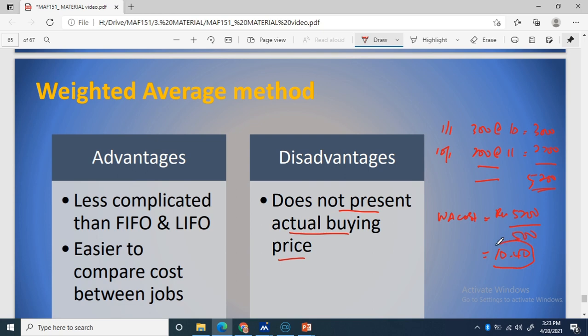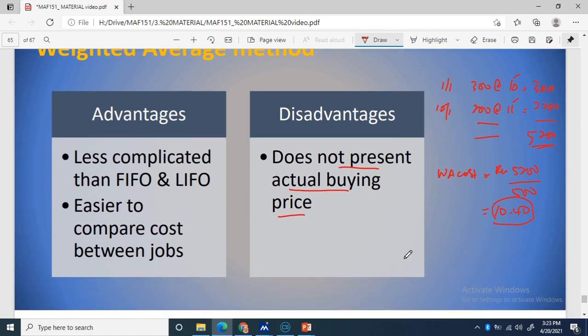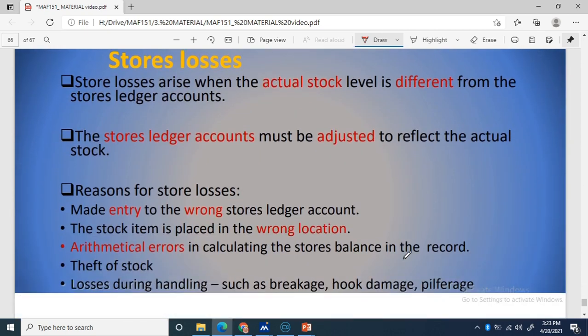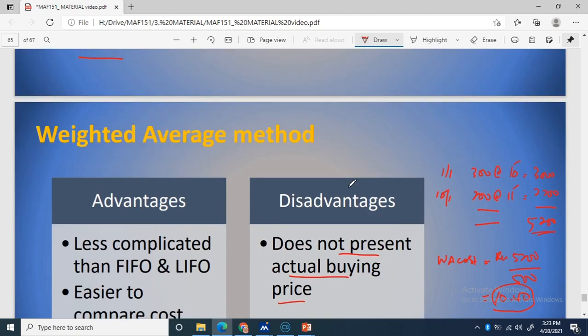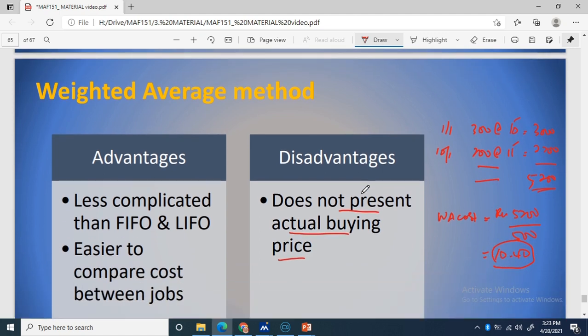So this price actually is not the actual buying price. The actual buying prices are 10 ringgit and 11 ringgit. So the price is fictional. This is the disadvantage of weighted average. All the examples here, we will record in the store ledger card. The examples will be illustrated later.